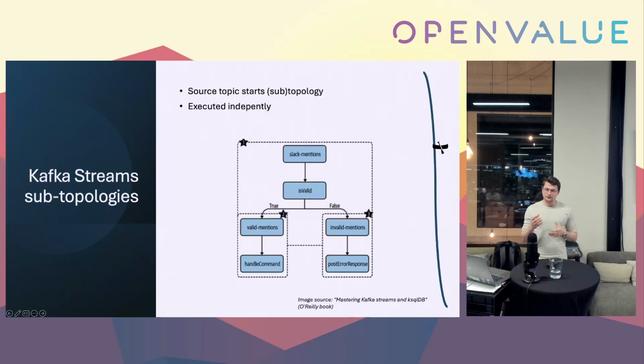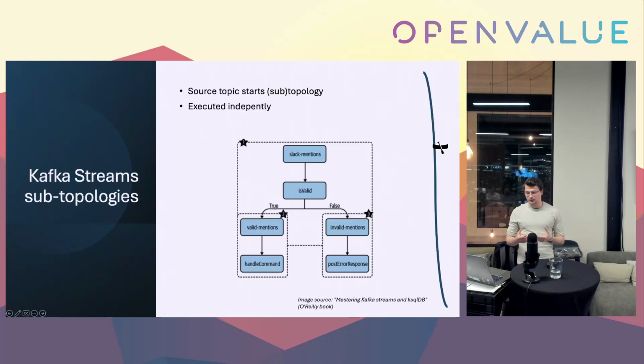And then within this you can have multiple sub-topologies. So a topology is one of these acyclic graphs, but you can also have multiples. Can also be in the same application, but often it makes sense to put these in different applications. And in this case, you see one which receives Slack mentions. It then checks if it is valid, and if it is valid, it sends it to one topic with valid mentions. If it is invalid, it sends it to another topic.